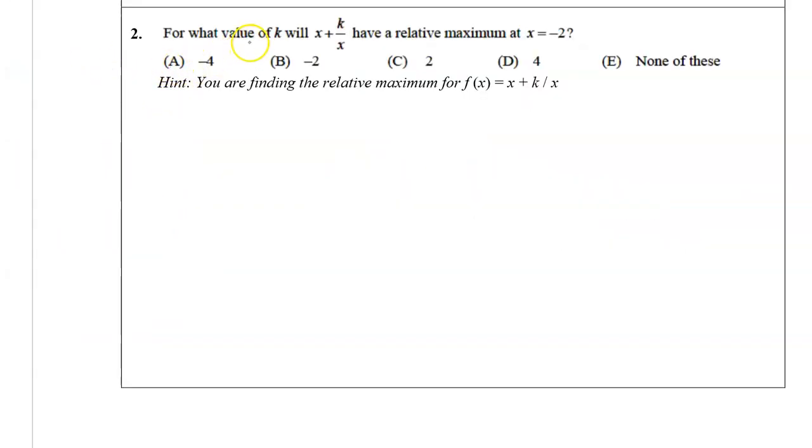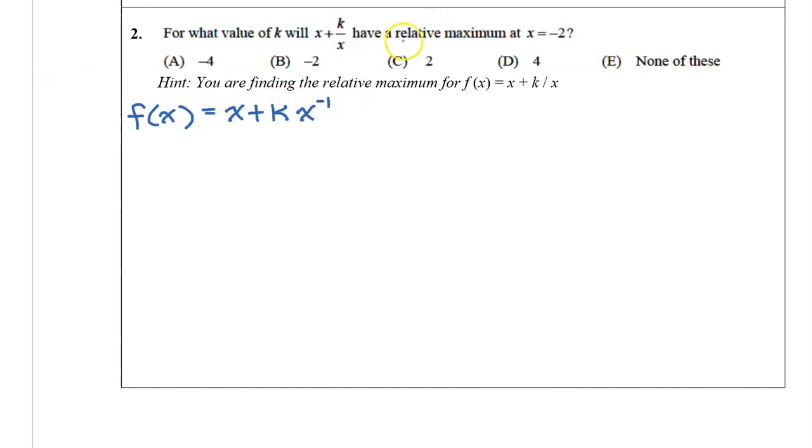Number 2, for what value of k will x plus k over x have a relative maximum at x equals negative 2? Let's call this f of x. However, let's rewrite it ever so slightly as x plus k times x to the negative 1 power, just moving this x in the denominator on up.